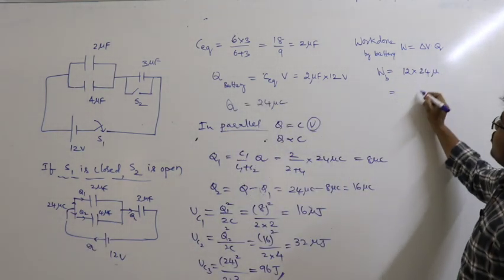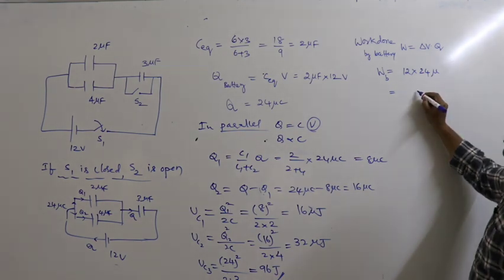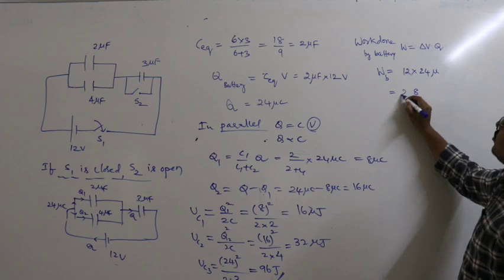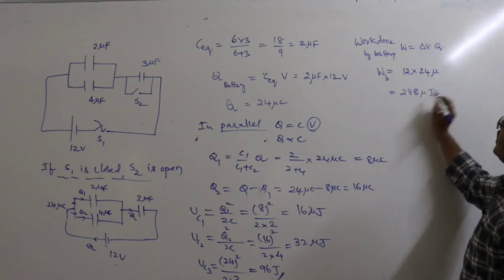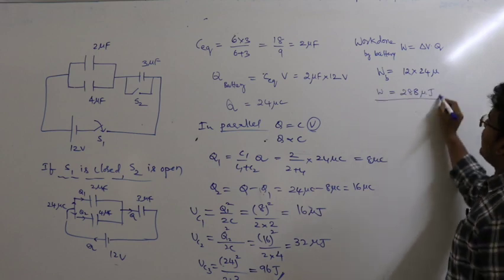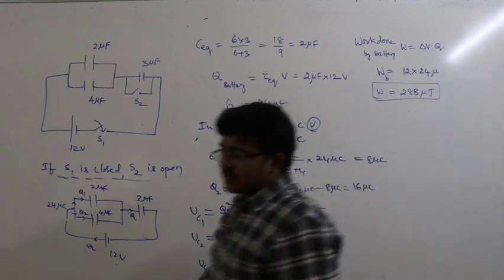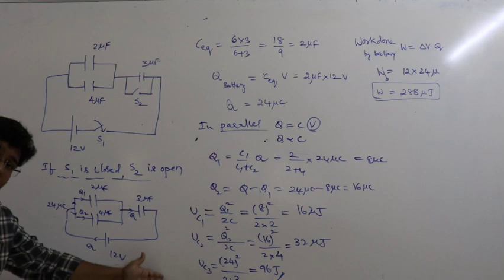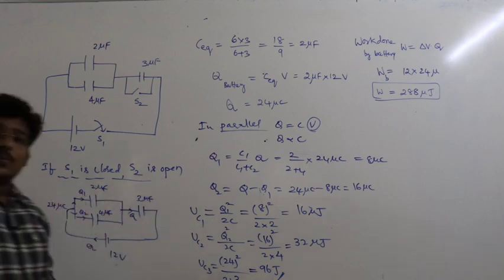So 12 into 24s: 12 into 4 is 48, 12 into 2 is 24, so 288 microjoules. This much work is done by the battery. Now how much total energy is stored in the capacitors?